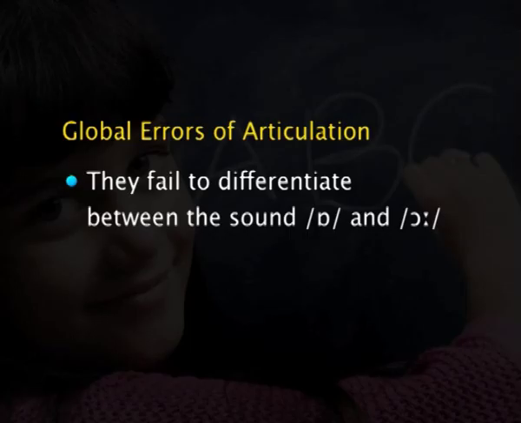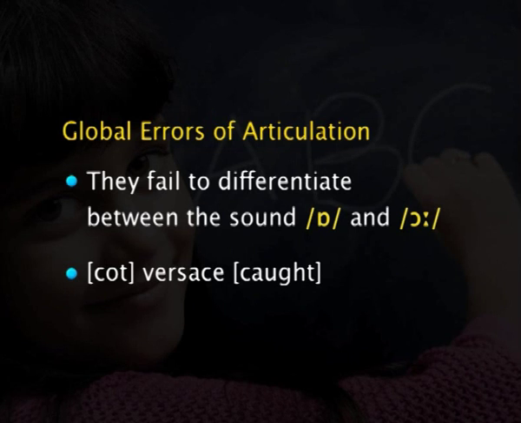Researchers working on the teaching of RP to non-native learners have identified a few areas where learners are likely to go wrong in articulation. Some of these are: they fail to differentiate between the sound O and O. For example, in the word cot versus the word caught. There was a cot in my room. I caught the ball. So, it is difficult to differentiate between these two sounds for a non-native speaker of English.